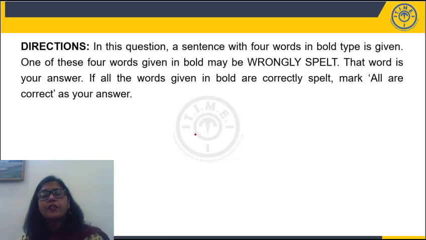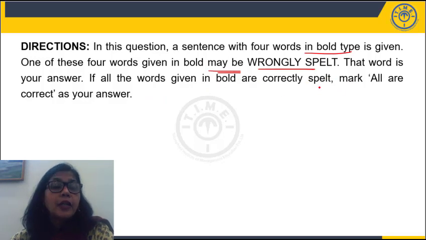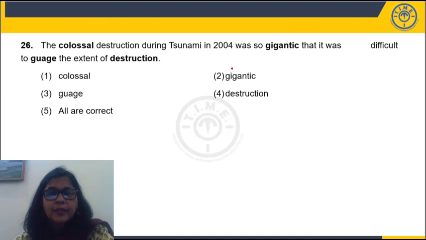Alright, directions for the next few questions. A sentence with 4 words in bold type is given. One of the 4 words may be wrongly spelled. If so, then that word is your answer. If all the words are correctly spelled, mark all are correct. Alright, so checking your spellings.